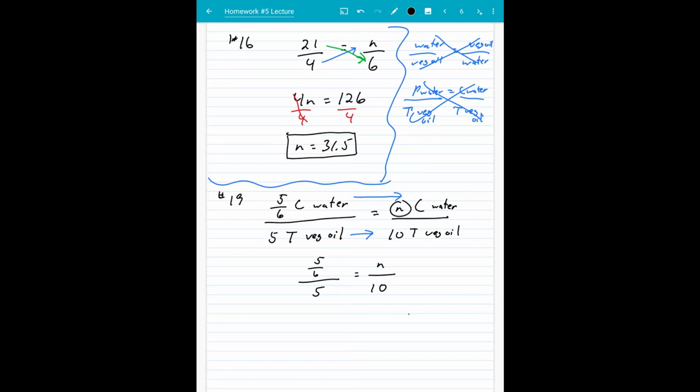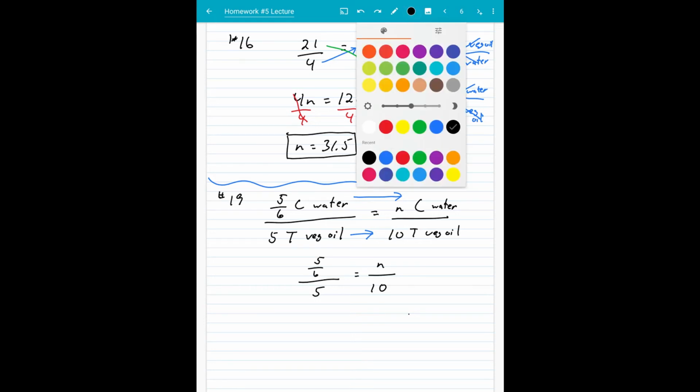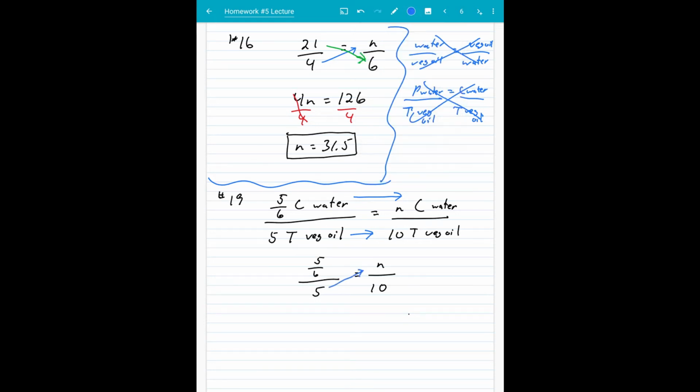We always know that N is going to represent cups of water in the end. Cross multiply. We go ahead and do 5 times N, and then we do the 5/6 times 10. This gives us 5N is equal to 5/6 times 10. You can simplify that however you'd like.